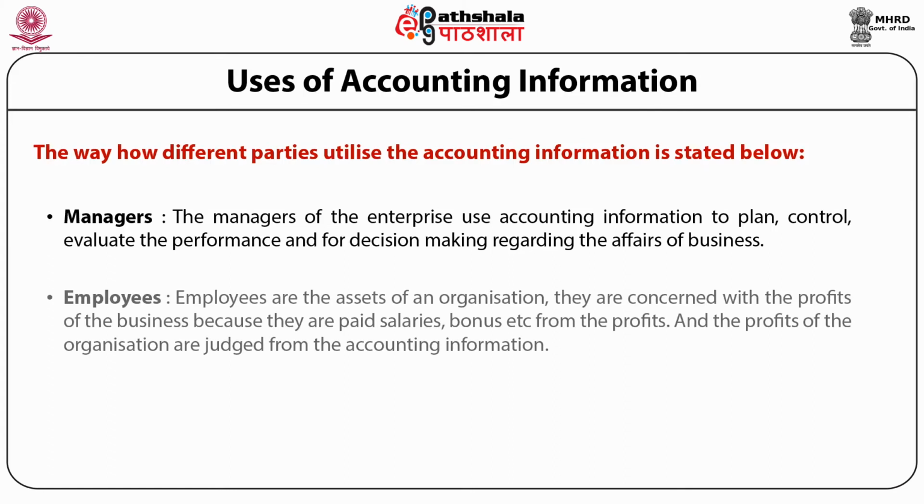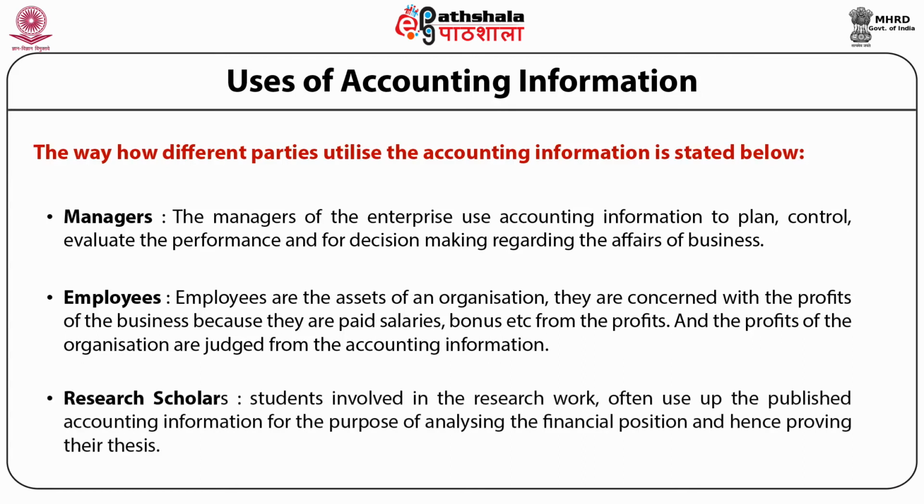Number 6. Employees. Employees are the assets of an organization. They are concerned with the profits of the business because they are paid salaries, bonus, etc. from the profits. And the profits of the organization are judged from the accounting information. Number 7. Research scholars.